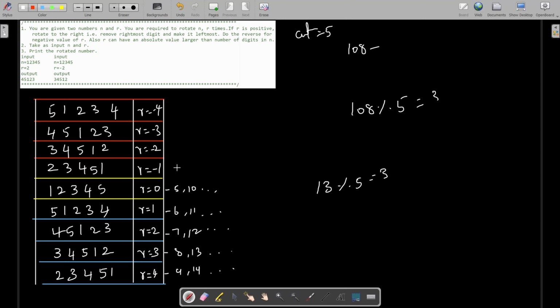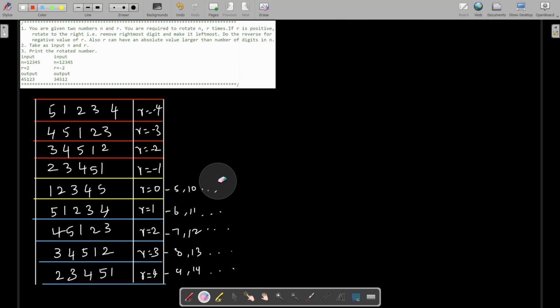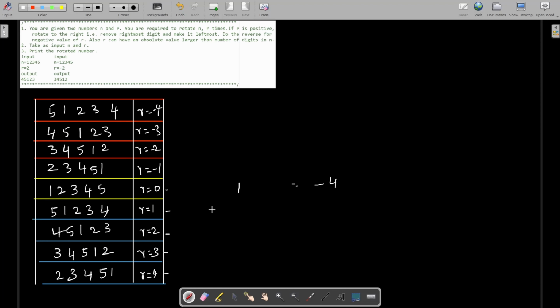Suppose your rotation is negative, so we'll discuss this case. What you have to do is just make some observation. Your first rotation is equal to which rotation? First rotation is equal to minus fourth rotation, right? First rotation is equal to minus fourth rotation, so it is equal to minus 4.